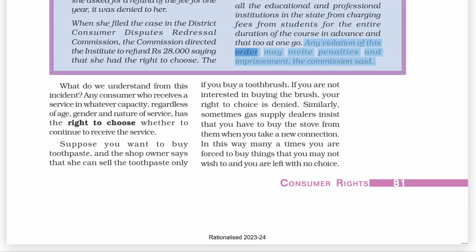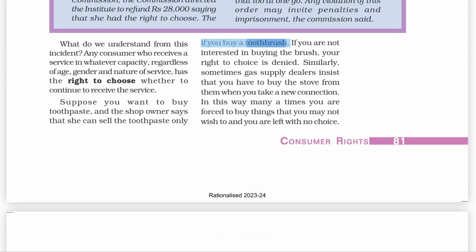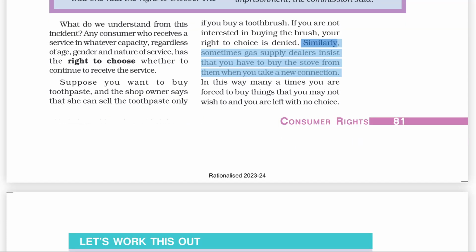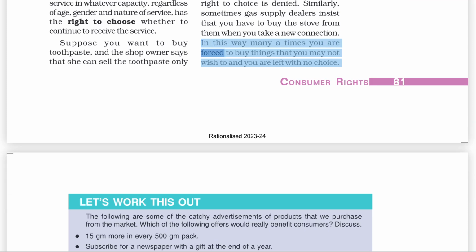Any violation of this order may invite penalties and imprisonment, the Commission said. If you buy a toothbrush, if you are not interested in buying the brush, your right to choice is denied. Similarly, sometimes gas supply dealers insist that you have to buy the stove from them when you take a new connection. In this way, many a times you are forced to buy things that you may not wish to, and you are left with no choice.